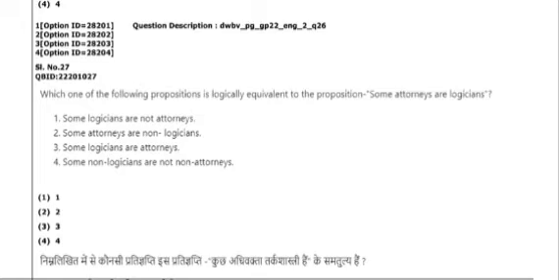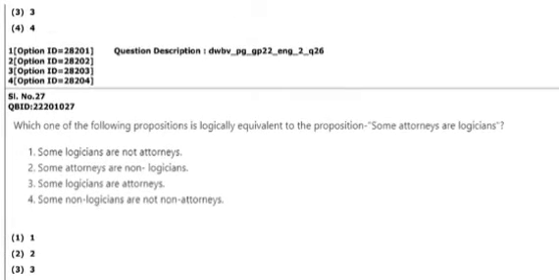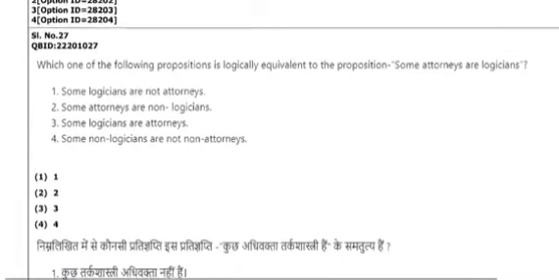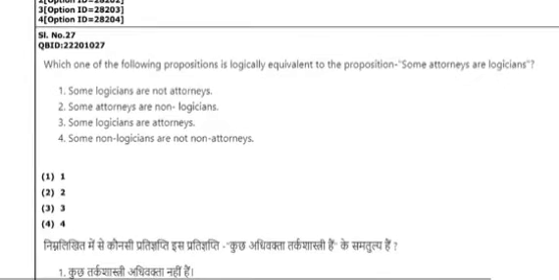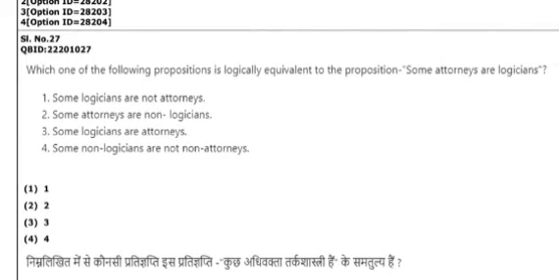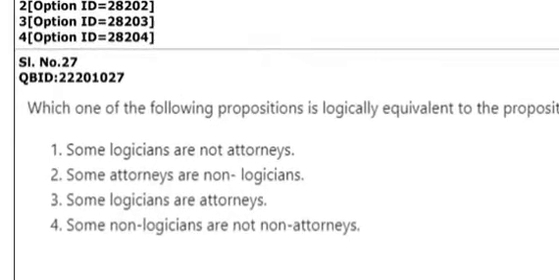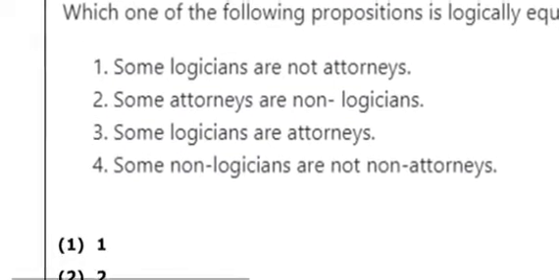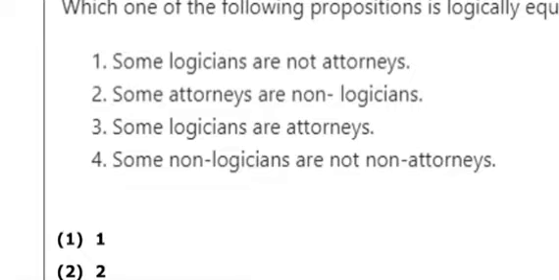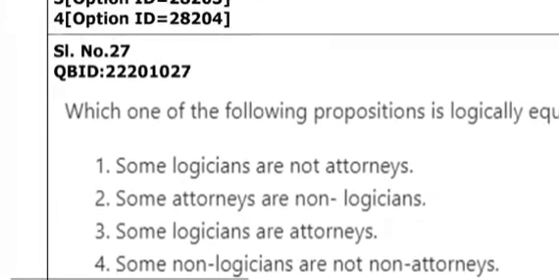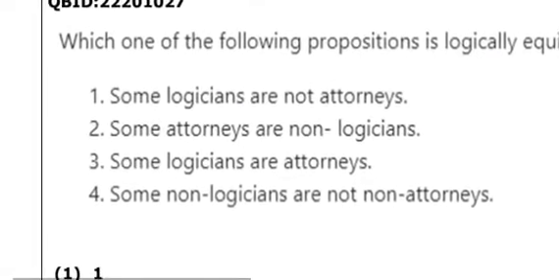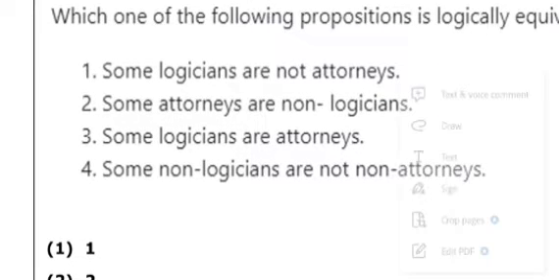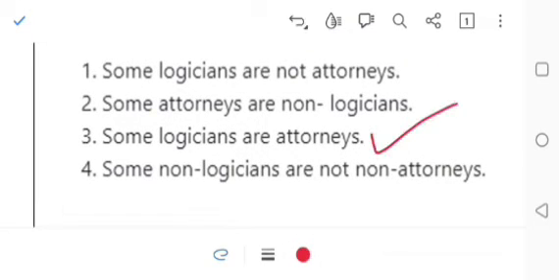27, which one of the following propositions is logically equivalent to the proposition some attorneys are logicians? Number 1 is saying some logicians are not attorneys, some attorneys are not logicians, some logicians are attorneys, some non-logicians are non-attorneys. 27 correct option will be C, that means some logicians are attorneys.